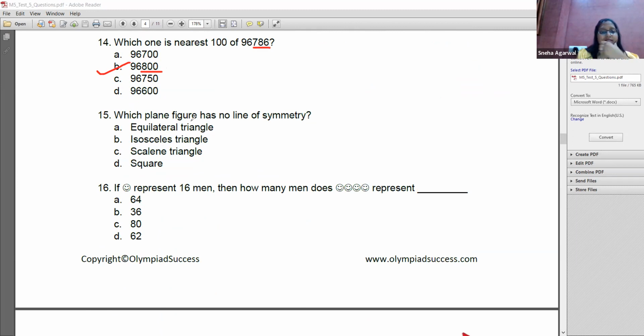Here you have 786. Which plane figure has no line of symmetry? Equilateral triangle means all the sides are equal, so you can definitely have a line of symmetry here. Again, isosceles triangle means two sides are equal. Here also you can have the symmetrical line. Next, scalene triangle doesn't have any sides equal. All the sides are different here, so this will be C. A scalene triangle doesn't have any line of symmetry.